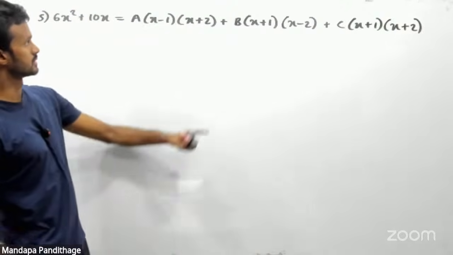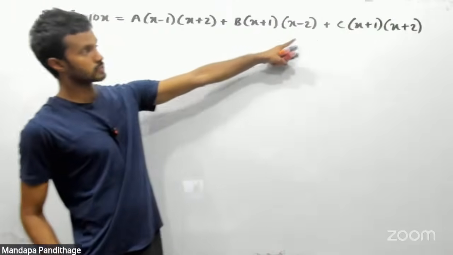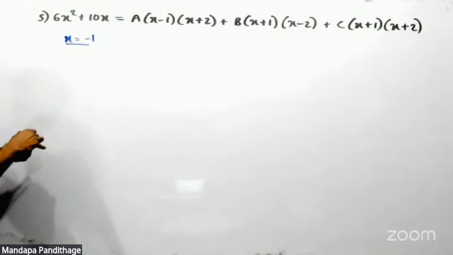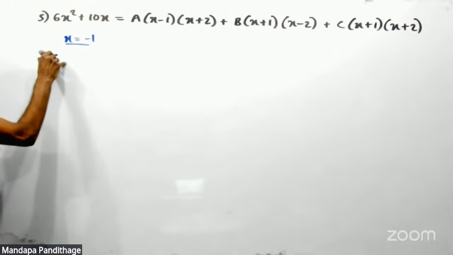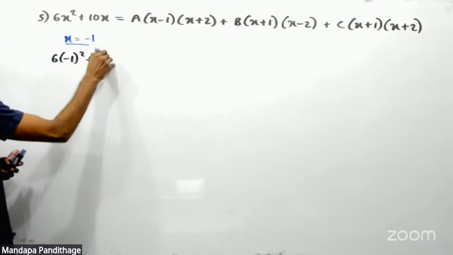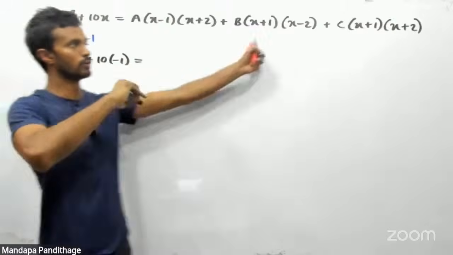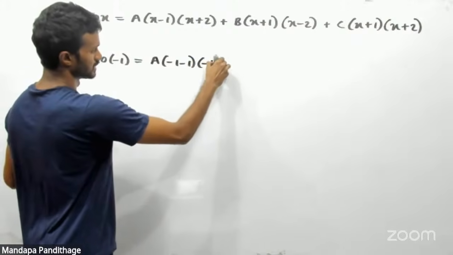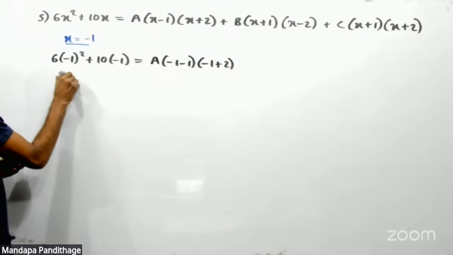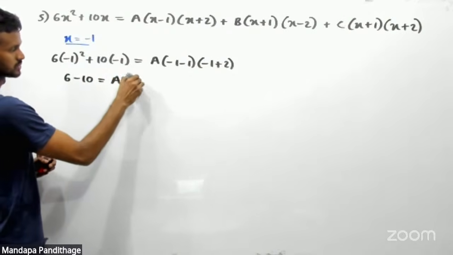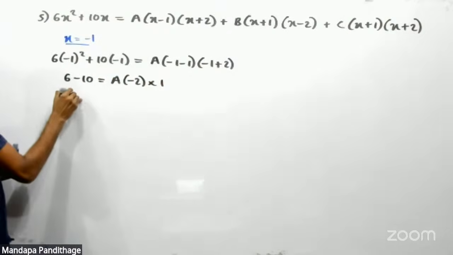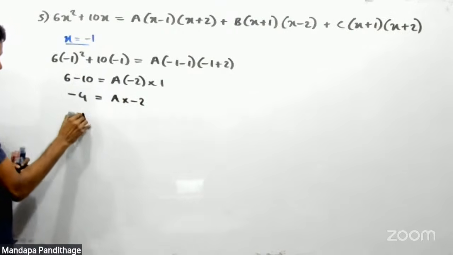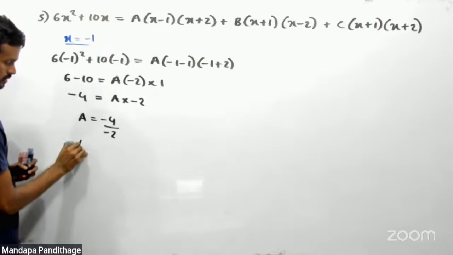So here, when you look at these two, you can see x plus 1 is common. So you substitute x equals minus 1. Then it's c into (minus 1) squared plus 10 into minus 1. So both these become 0. Here it's a times (minus 1 minus 1)(minus 1 plus 2). So this is 6 minus 10 is equal to a into minus 2 into plus 1. So this is minus 4 equals a into minus 2. So you get a equals minus 4 over minus 2, a equals 2.